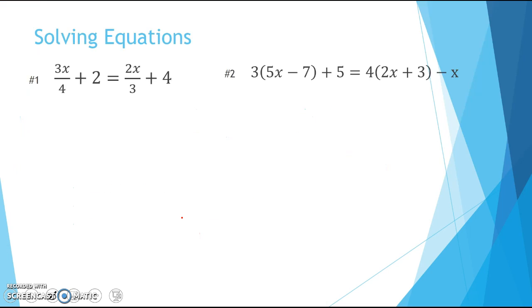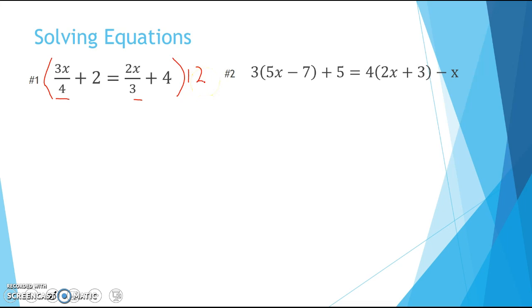If you're watching this video at home, I want you to pause the video and try these two problems first on your own. And then you can restart the video and work through them with me. So if I were to do number 1 on my own here, I would want to get rid of these fractions first. And so I would multiply by 12 because 12 is the least common denominator.